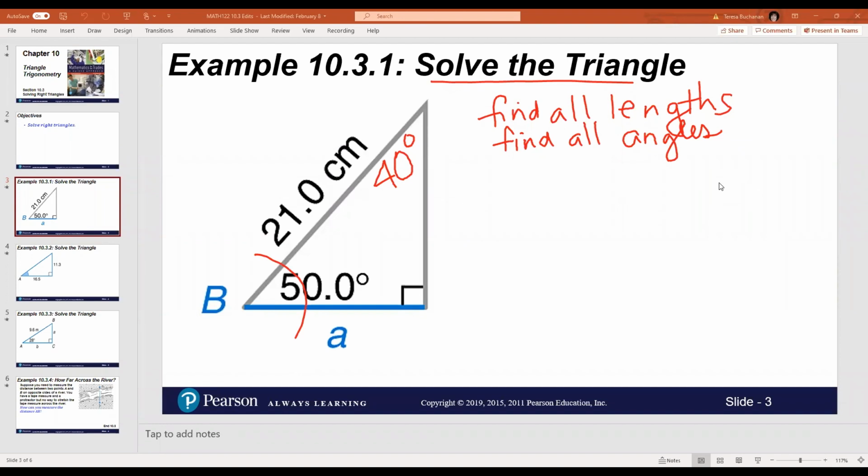this is a 50-degree angle. And I know something about the sine of a 50-degree angle, that it would have to be opposite over hypotenuse. And I know what the hypotenuse is. That's a known. That's 21.